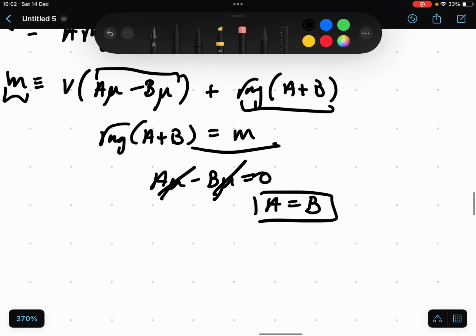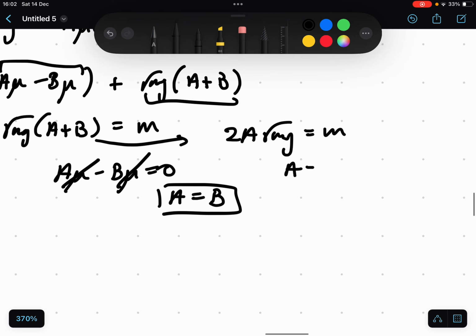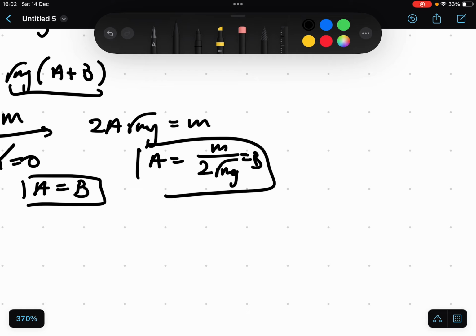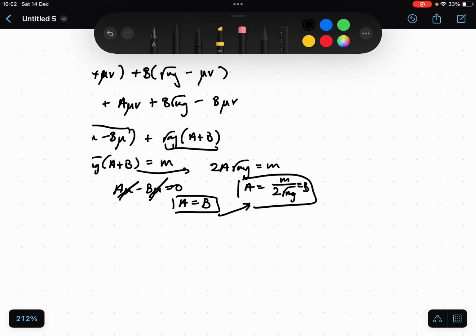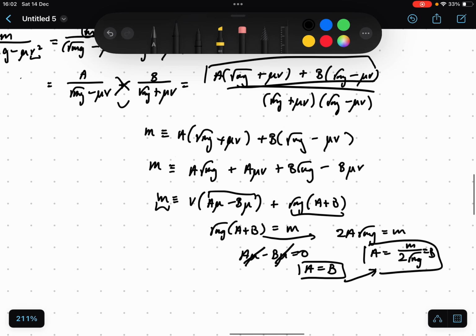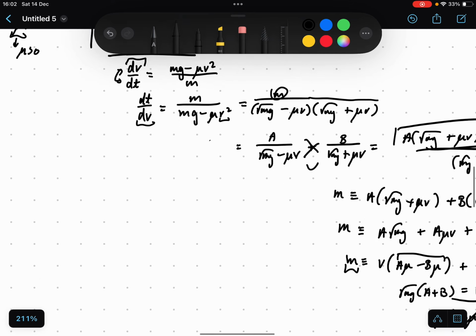If a equals b, we can go back to here and replace that with 2a root mg equals m. And then solve for a, which is going to be m over 2 root mg. You can times by root m over root m, essentially rationalizing. I'm not going to do that, to be honest. I think it's better to keep it this way for now. We know this is also equal to b from this equation. Lovely, so we found our two constants. Each of them is m over 2 root mg.